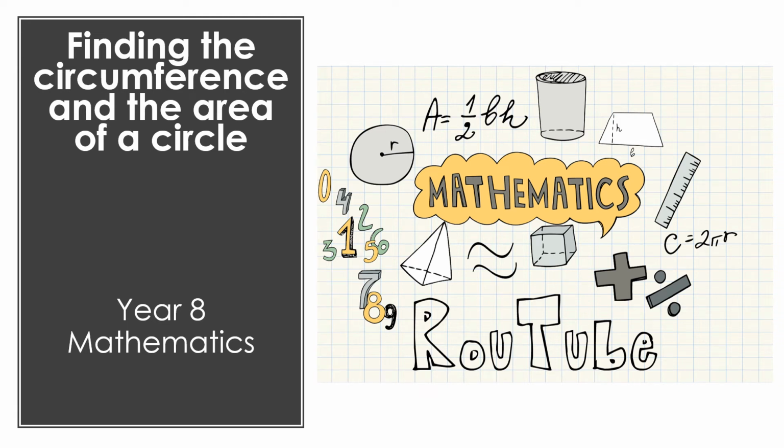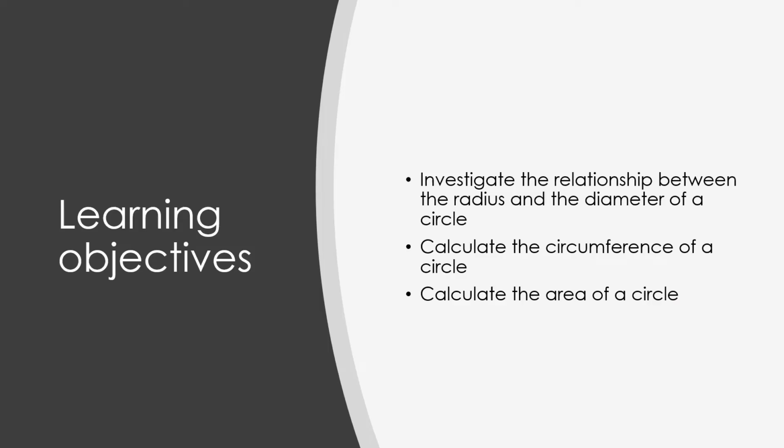In today's video we're going to cover finding the circumference and the area of a circle, which students will begin to learn in Year 8 Maths. So the learning objectives for today: the first one is to investigate the relationship between the radius and the diameter of a circle. The second is to calculate the circumference of a circle. And the third objective is to finally calculate the area of a circle.